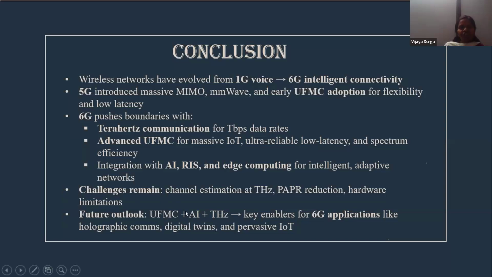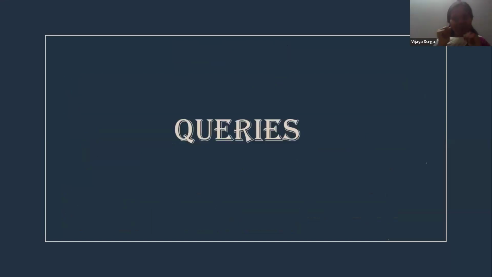Not only UFMC, you can go for NOMA or massive MIMO, anything with UFMC plus artificial intelligence and terahertz communication. That means 6G technologies are key enablers for 6G applications like holographic communication, digital twins, and pervasive IoT. So with this, I have concluded. Any queries?